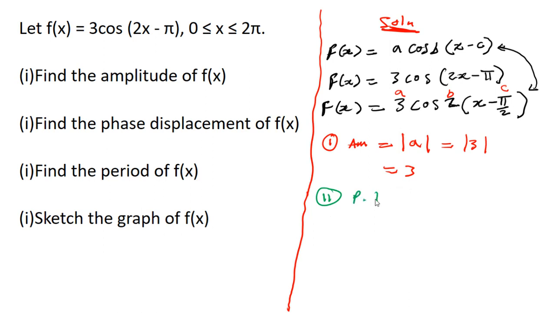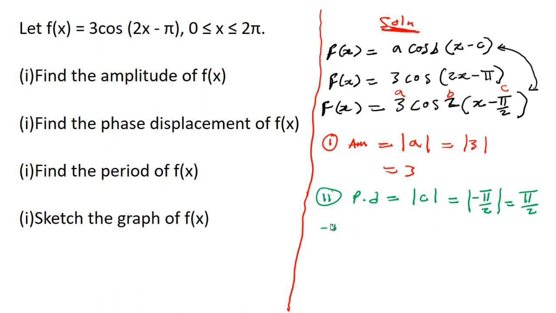So I'm going to say PD because they have used displacement. So this one, it is just the modulus of C. The modulus of C in this case is -π/2. So the modulus of π/2 is just simply π/2. So this is the phase shift, but for direction, you can just pick negative π/2.